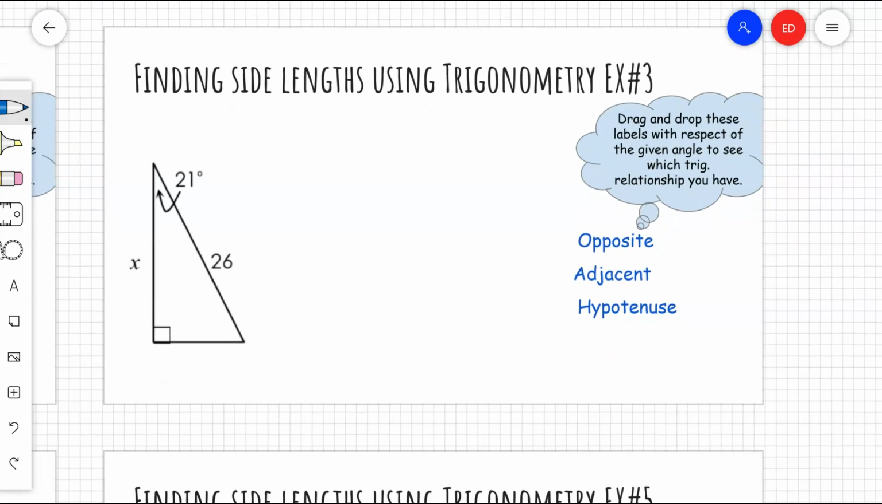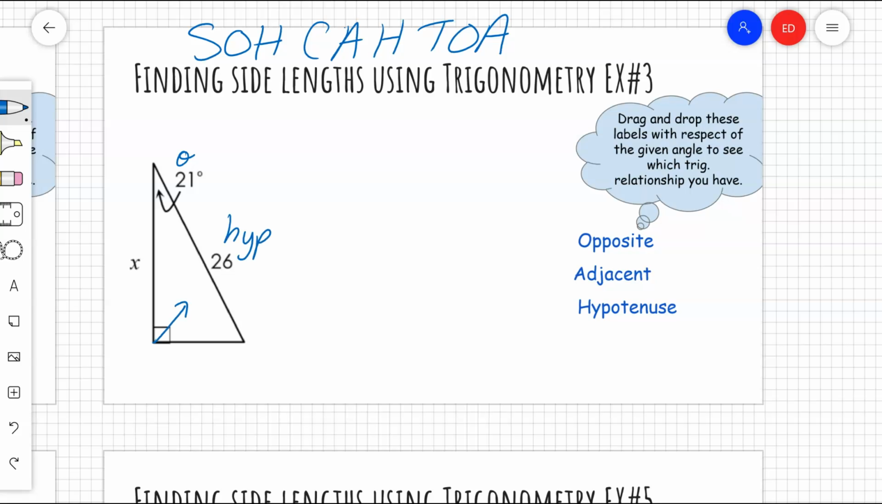Okay, now this one's going to be a little different, I think. Yes, this one's going to be set up a little bit different. First step, SOH CAH TOA. All right, and that's to help you memorize those ratios. Now let's go ahead and set it up by naming it. Here's our angle theta. Here is our hypotenuse because it's opposite the right angle, and this side is adjacent because it's right next to our angle.